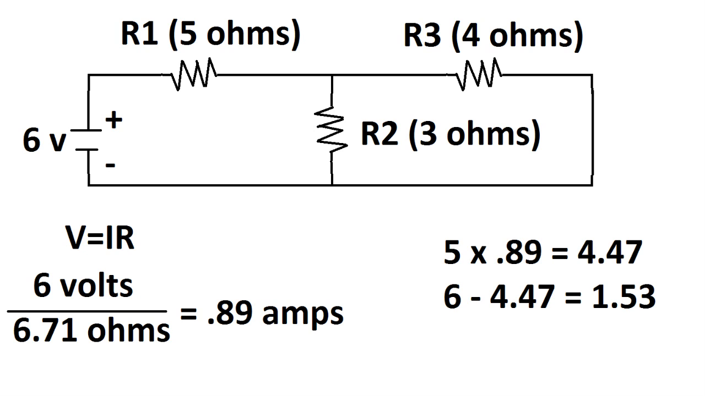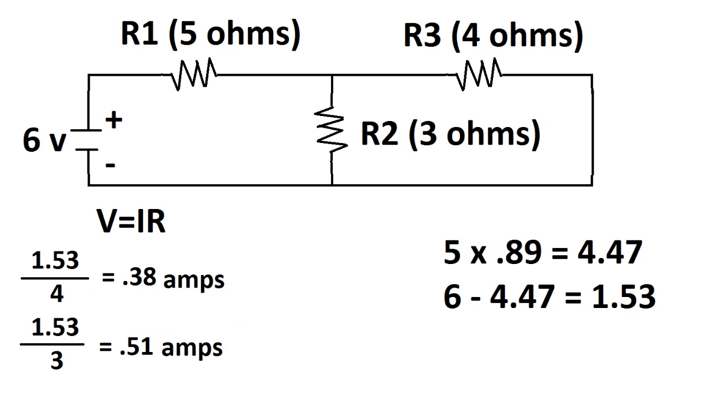So now the total current will be going through resistor 1, so we can just multiply 5 times 0.89 to get 4.47 volts. Then we subtract the 4.47 volts from 6, and that gives us 1.53 volts for the voltage of resistor 3 and voltage of resistor 2 because they're in parallel.